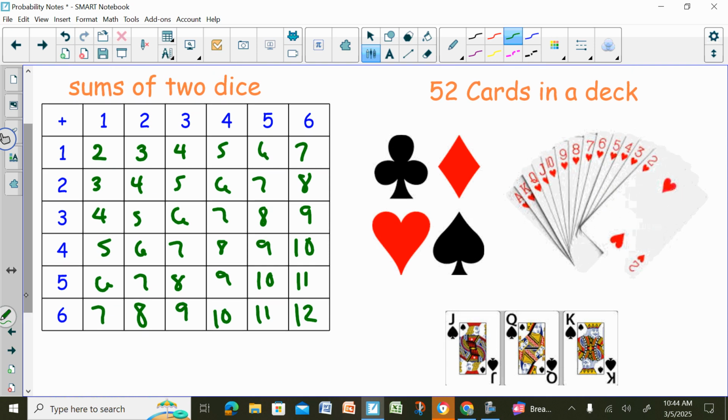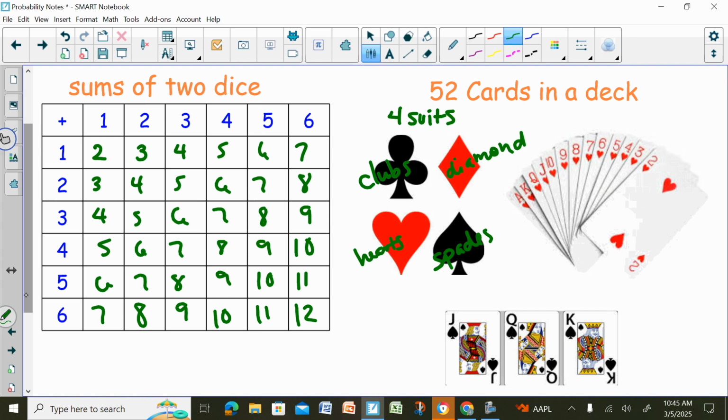There are 52 cards in a deck. There are 4 suits. These are your suits. This is a diamond. I think that's pretty obvious. This is hearts. That's also pretty obvious. This is a club or clubs, and this is spades. Think of spades like a shovel. Sometimes people call it a shovel, it kind of looks like a shovel. So those are your 4 suits.